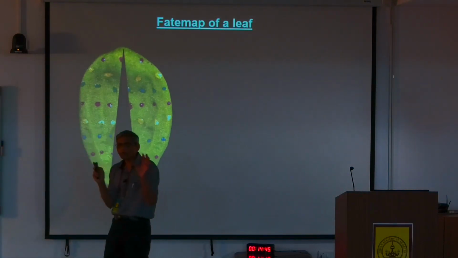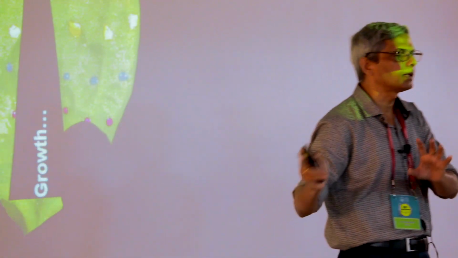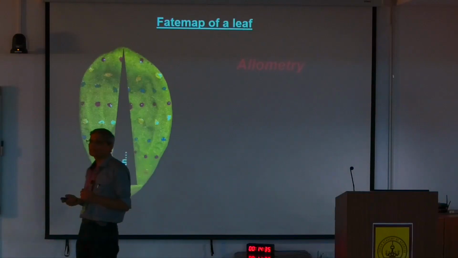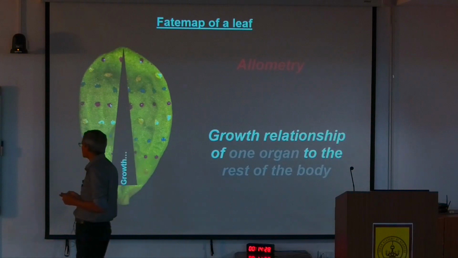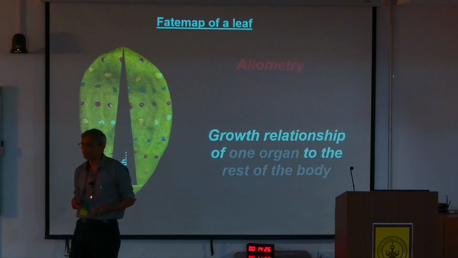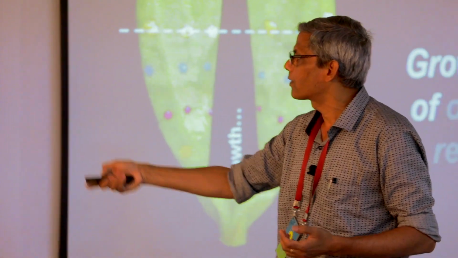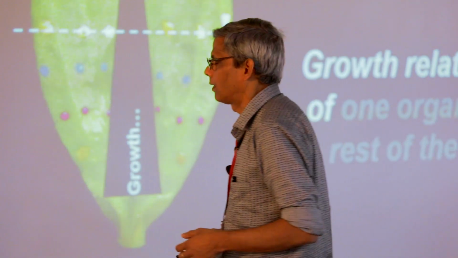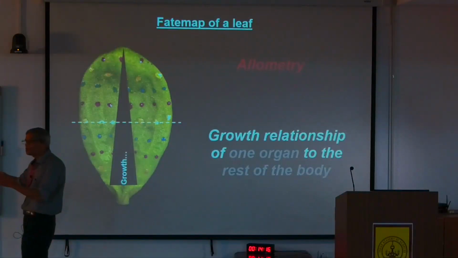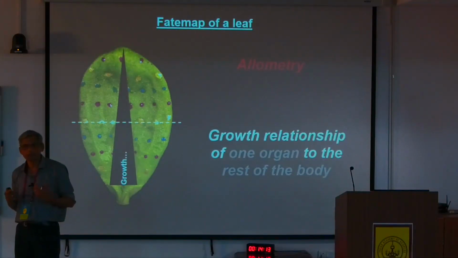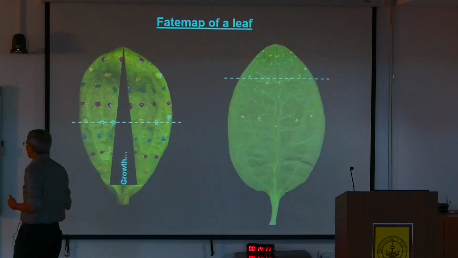Now, that one region of an organ grows differently from another region, or one part of an organism grows differently from another part, has historically been called allometry. Botanists and zoologists have been working on allometry for a long time, and a simple definition of allometry is the growth relationship of one organ to the rest of the body. Here this part is growing at a different rate from this part. So this is a classic case of allometry. And this is not true only for the leaves, it's true for us as well. We also grow allometrically. We are not a lot different from the leaves anyway.